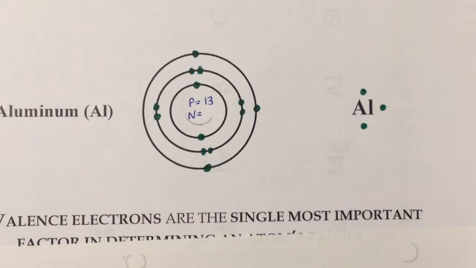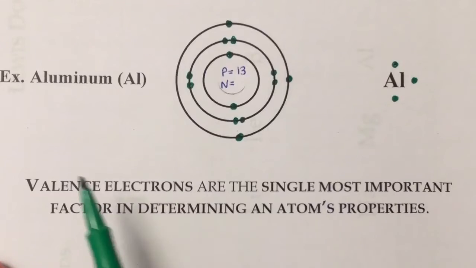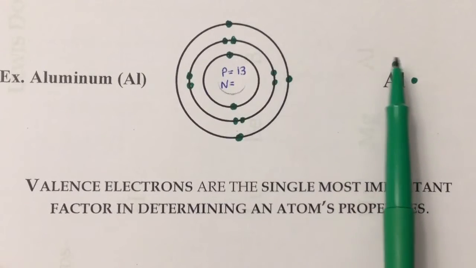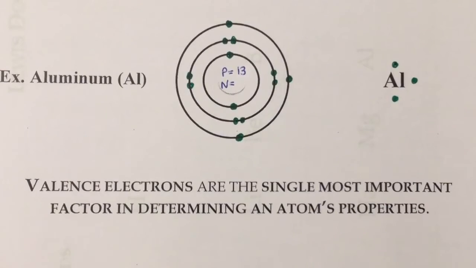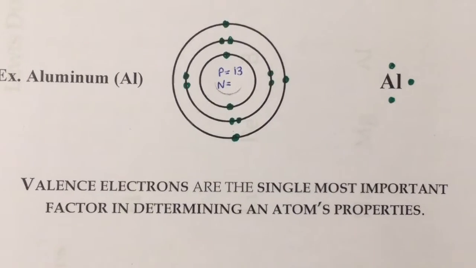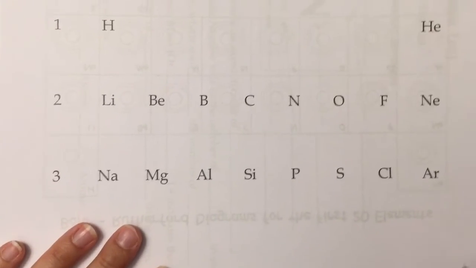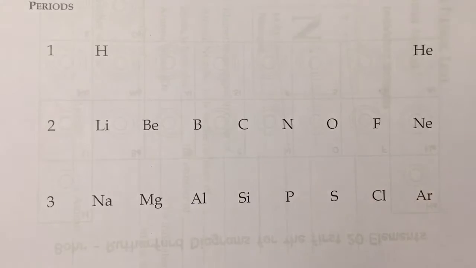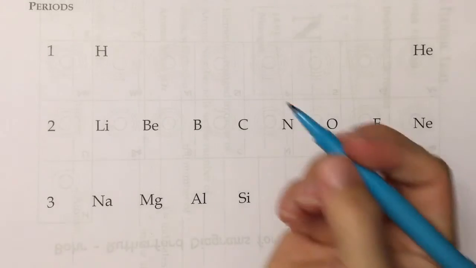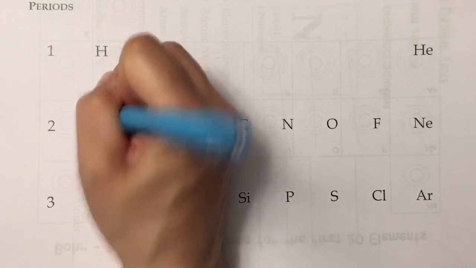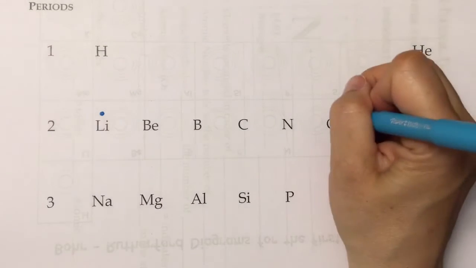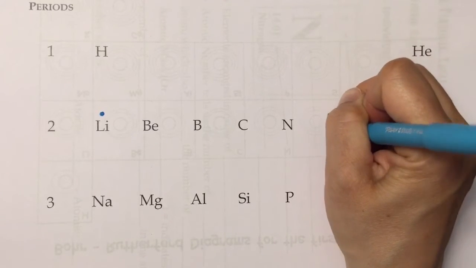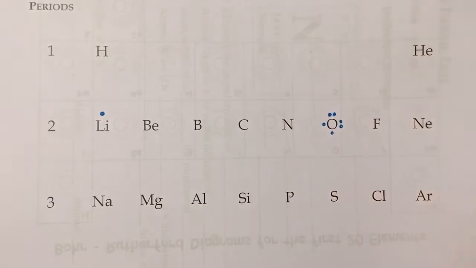Right on. Okay, so I can't reiterate this enough. Our valence electrons, the ones on the outer edge, are the single most important factor in determining an atom's properties. So next thing I want you to try is to make a Lewis dot diagram for the first 20 atoms on the periodic table. And we've already done some of them, right? We already know that lithium is 1. We know that oxygen is 6. So 1, 2, 3, 4, 5, 6. And we know that aluminum is 3.